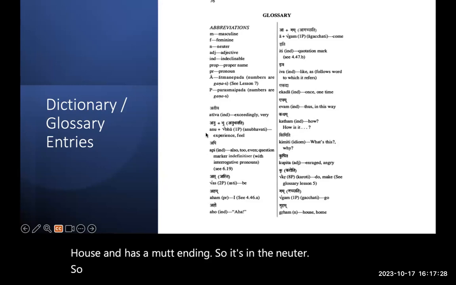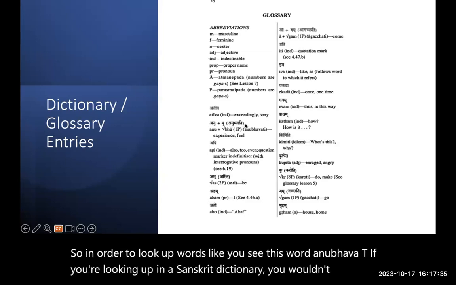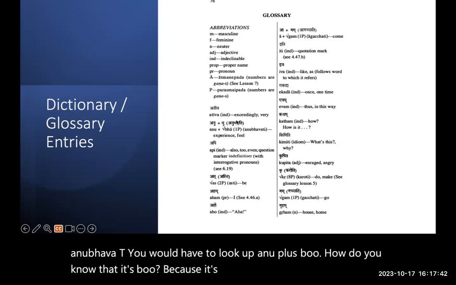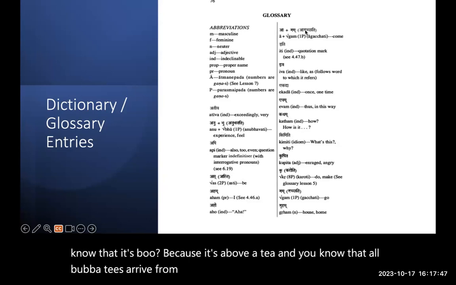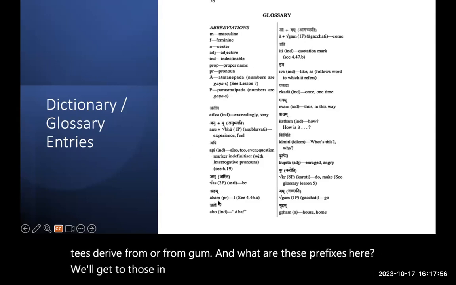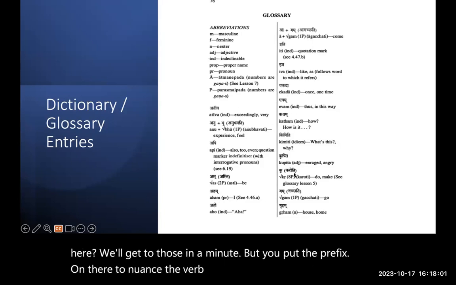So in order to look up words, like you see this word anubhavati, if you're looking up in a Sanskrit dictionary, you wouldn't look anubhavati. You would have to look up anu plus bu. How do you know that it's bu? Because it's bhavati, and you know that all bhavatis derive from bu. Just like you know gachati, all gachatis derive from gum. And what are these prefixes here? We'll get to those in a minute. But you put the prefix on there to nuance the verb even further.